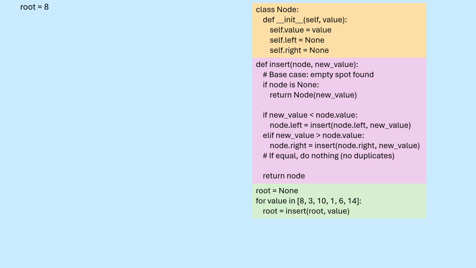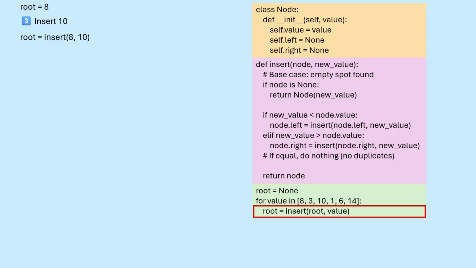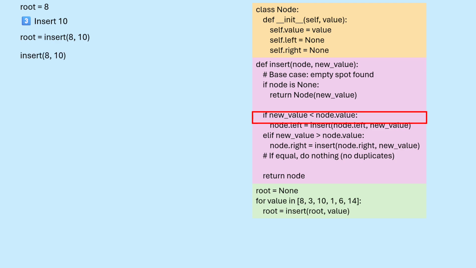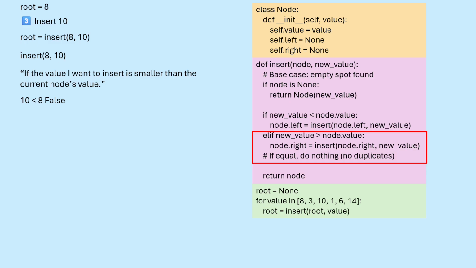Now remember the number for the root is 8. We want to insert 10. If we go on this line, insert 8, 10, and then we go back to the insert function. So we would have insert 8, 10. Well, the value of 10 is bigger, so we're not going to go into this if loop. We're going to go into the else if. Well, we then check the node to the right. The node to the right of 8 is actually none.